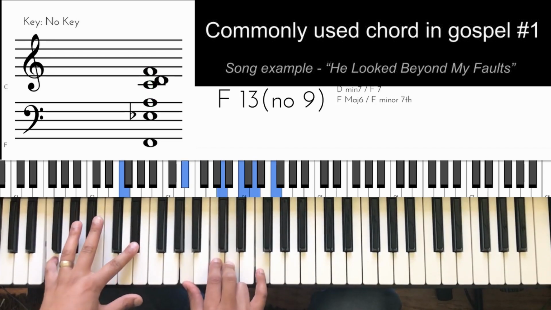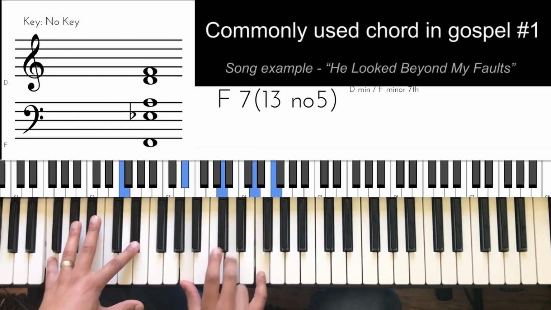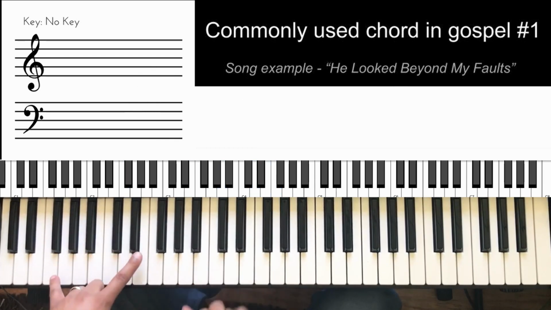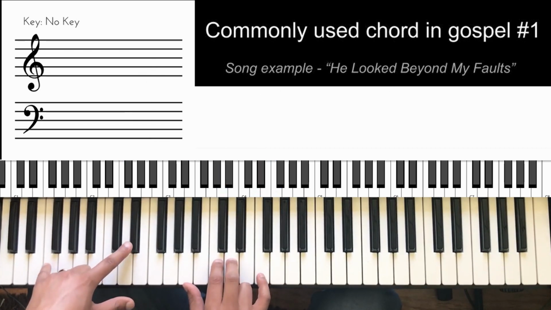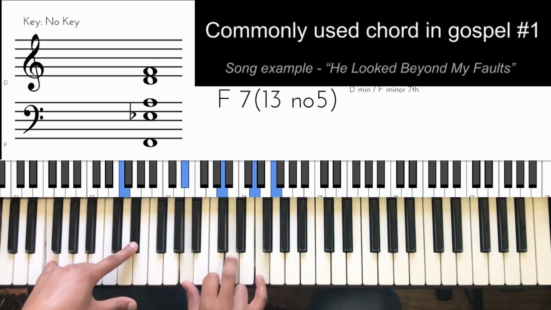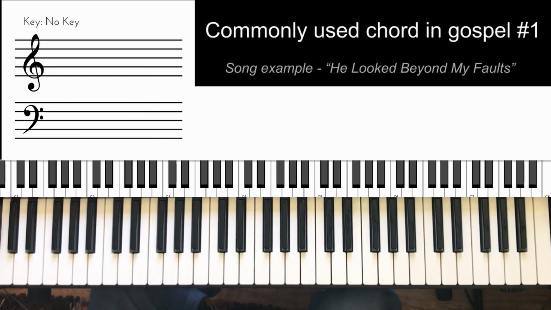So that's a 13 essentially. We're adding the 13, we're taking away the 5. So that's F7, that's the F7 part, that's the 13. No 5. We're not playing the 5. We're taking the 5 away. So that's where the no part comes in. Okay. So that's the chord. That's how simple the chord is.